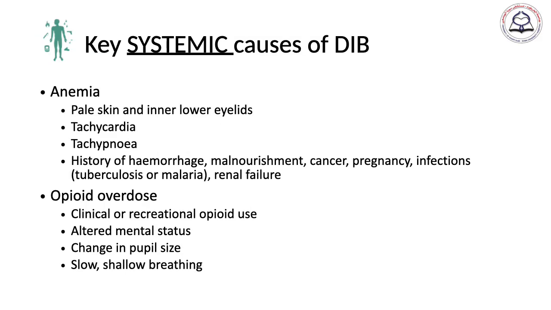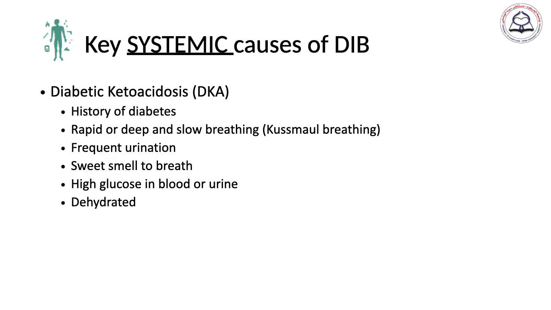Anemia can present with difficulty in breathing secondary to heart failure. Patient can have pale skin, you see that in the eyelid, tachycardia, tachypnea, history of hemorrhage, malnutrition, cancer, pregnancy or infection, or tuberculosis or renal failure. Patient with opiate overdose can have history of use of recreational drug, altered mental status, and even coma, change in pupillary size, slow, shallow breathing. Other systemic causes of difficulty in breathing, like anemia, opiate overdose, also diabetic ketoacidosis.